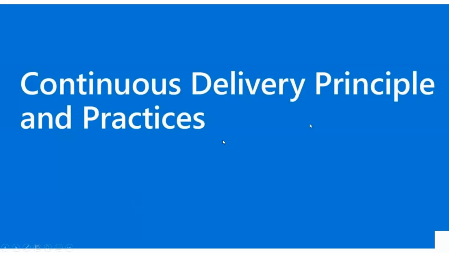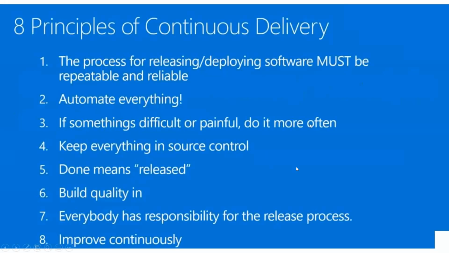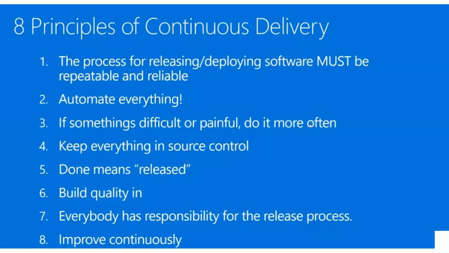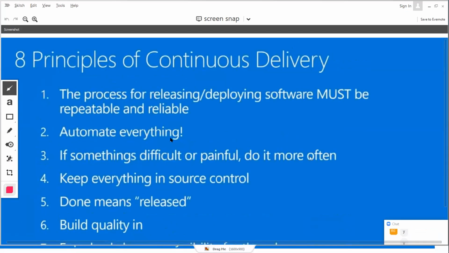Okay, so the principles of continuous delivery and practices. One more time, we'll try to sink in and be familiar with them. 8 principles of continuous delivery. The process for releasing or deploying software must be repeatable and reliable. In other words, we deliver a product. Let's say this is the product that the development team has developed, but this is what is being expected by the customer. So there's a lot of difference between these two.